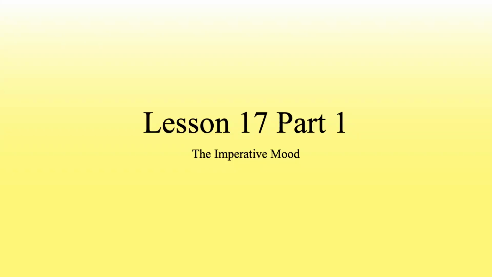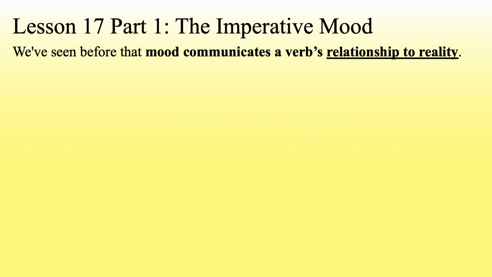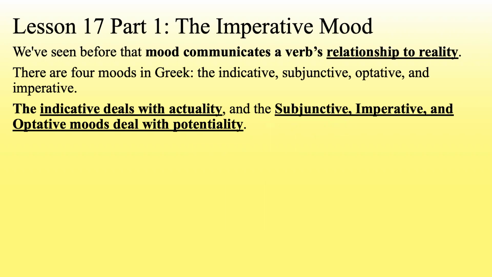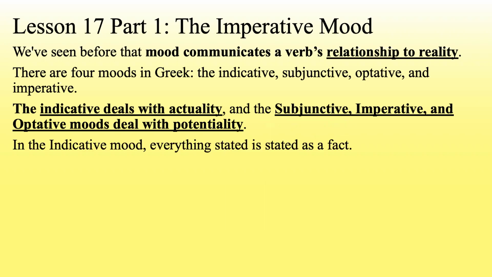Lesson 17, Part 1, the imperative mood. We've seen before that mood communicates a verb's relationship to reality. There are four moods in Greek: the indicative, subjunctive, optative, and imperative. The indicative deals with actuality, and the subjunctive, imperative, and optative moods deal with potentiality.